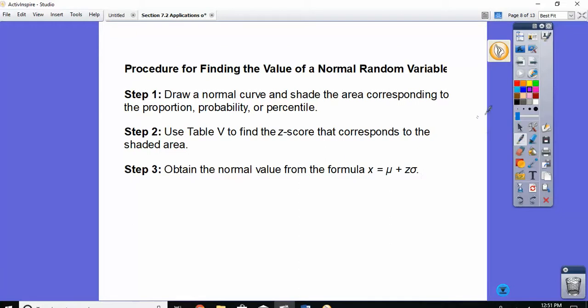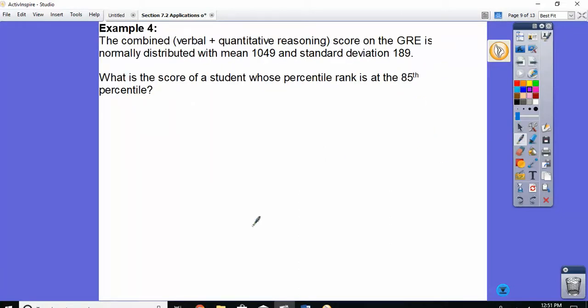Okay, I'm actually going to skip this. All right, let's look at this example. The combined verbal and quantitative reasoning score on the GRE is normally distributed with a mean 1,049 and a standard deviation of 189. What is the score of a student whose percentile rank is at the 85th percentile? Okay, this is different. Jot down your mean, standard deviation, and then your question. I gave you the percentile.